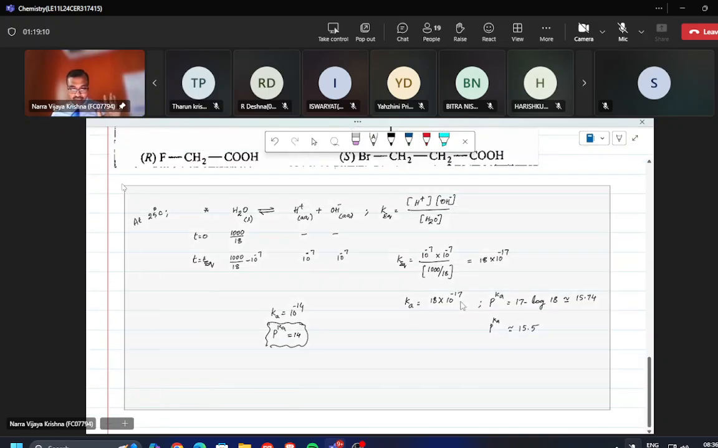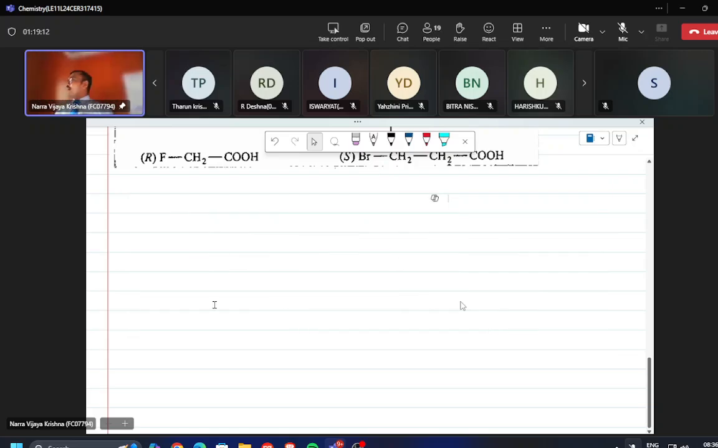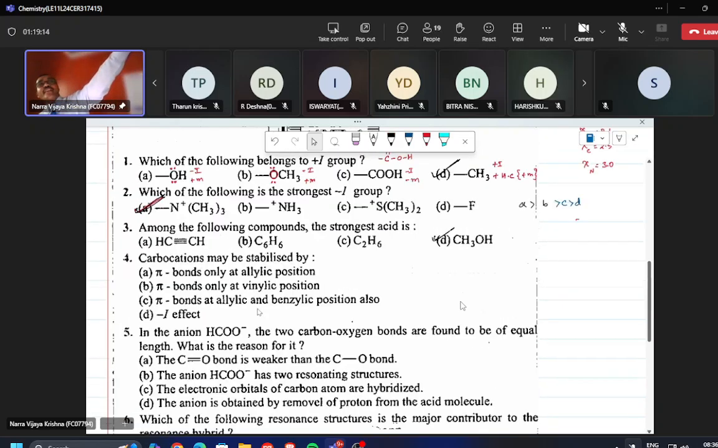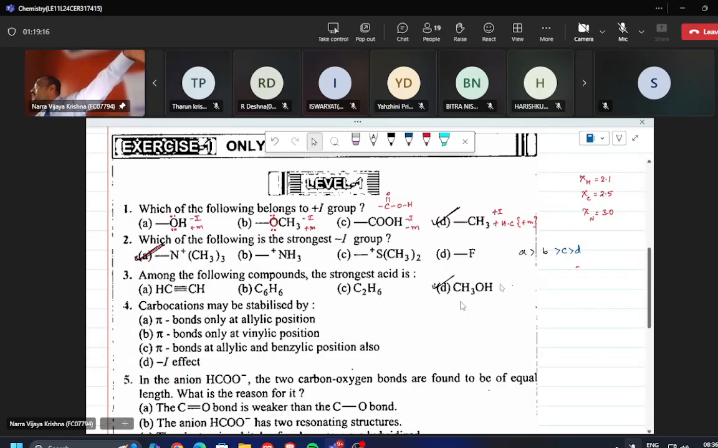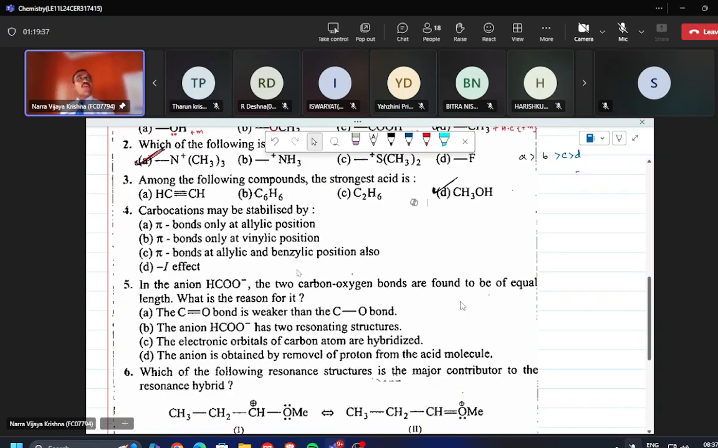To avoid this confusion, they have not taken water into consideration in this question. Why have they not given water as one of the options here? If I give water, whether you have to give methanol or water, there is confusion. A few people will say the answer is water, a few people will say the answer is methanol. So to avoid that, they have avoided H2O completely. So now what is the answer, sir? Clear? Next question, sir. Question number 4.